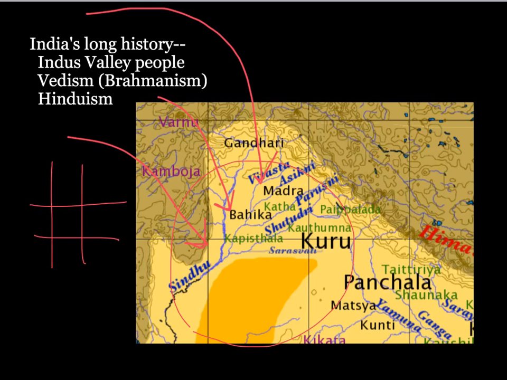Over centuries, Vedism begins to evolve. A language is associated with Vedism, that's Sanskrit. And over time, Vedism becomes the much more recognizable religion of Hinduism. Hinduism uses a lot of the Vedic traditions, a lot of their sacred texts, and it added to it, right?